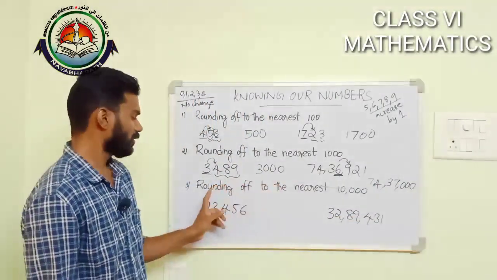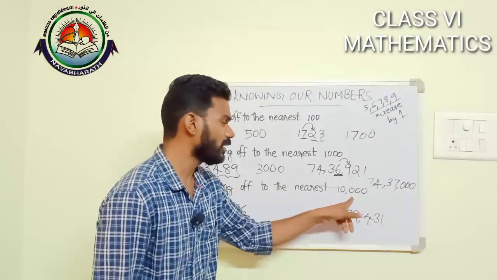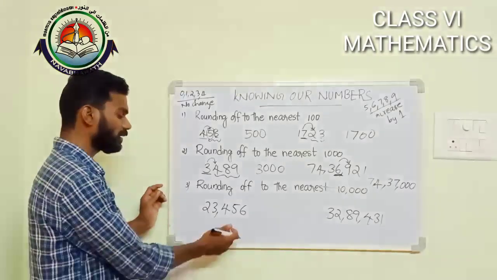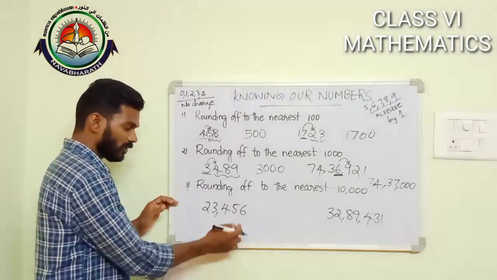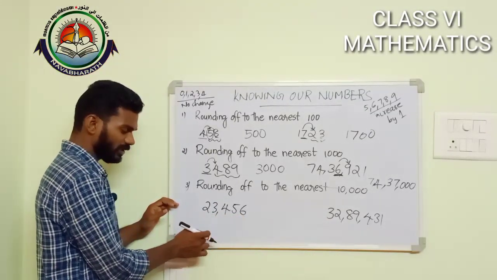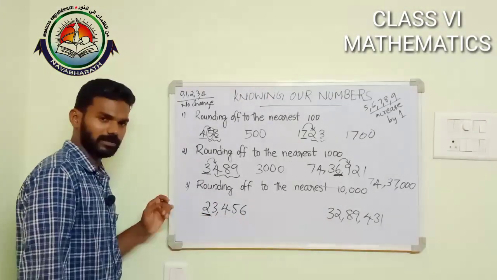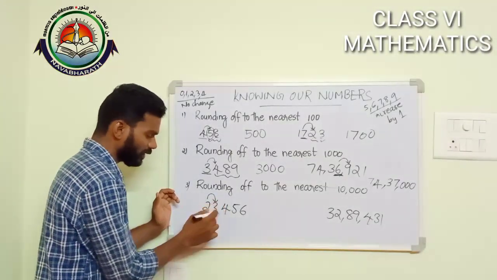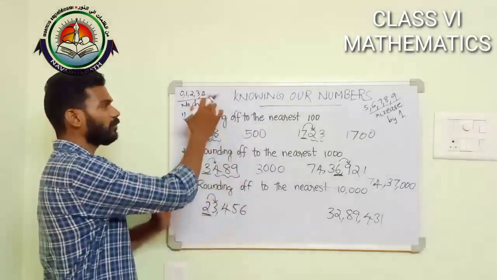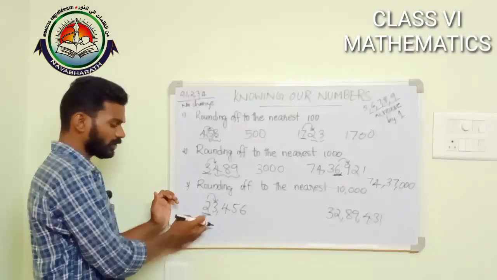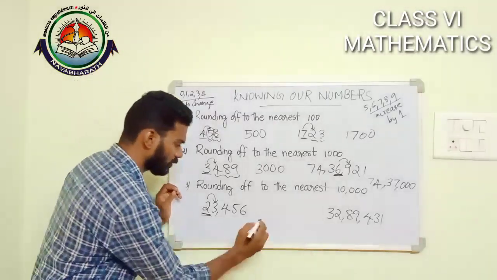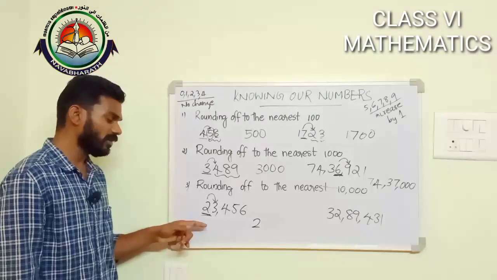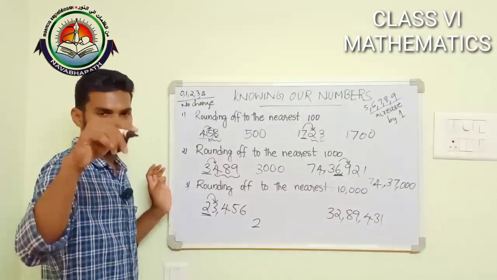Now do it fast. It is rounding off to the nearest 10,000. What shall we do first? Consider the digit at the 10,000s place. Ones, tens, hundreds, thousands, and here comes the 10,000s place. It is 2. Consider the digit next to it, and it is 3. And 3 belongs to this group. So this 2 need not be changed. This 2 remains as 2. Then all other digits are replaced with 0.